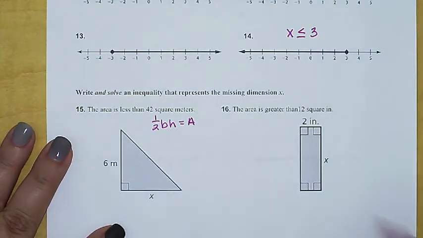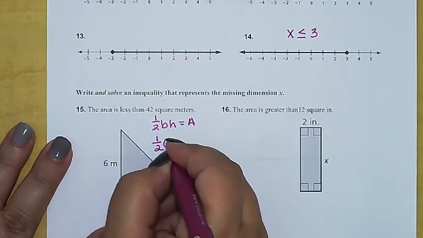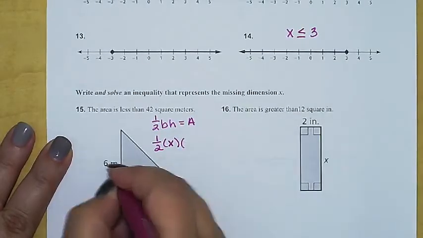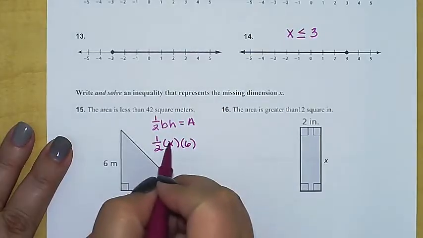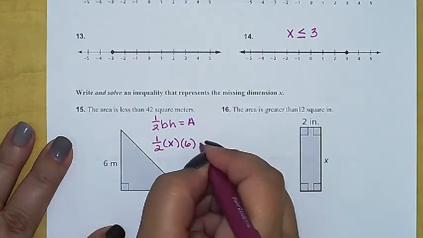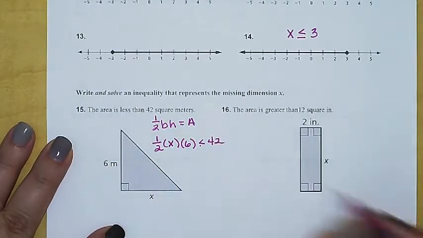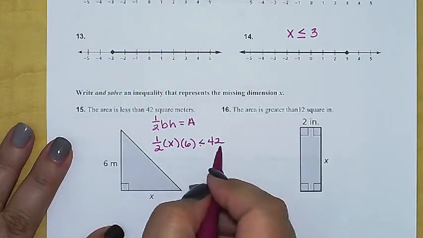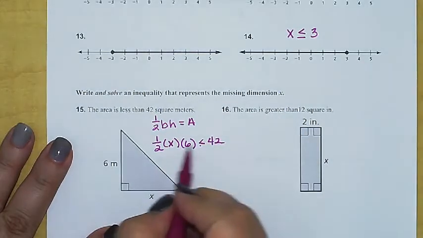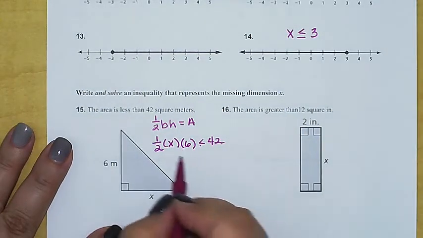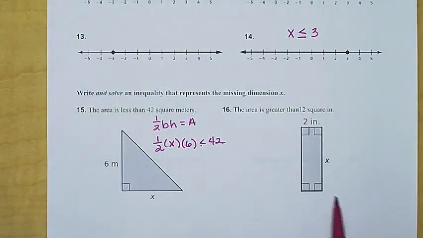So let's fill in what we know. Okay, we know that the 1/2 is still there. Our base is x. And our height is 6. And what they're saying here is that this right here represents our area. Okay, this area is less than 42 square meters. So whatever this result is, it's less than 42 square meters. Okay, so instead of it saying it's equal to 42, we're saying it's less than 42. So we set it up like this, and now we really solve this with the exact same techniques and steps that we did with equations.